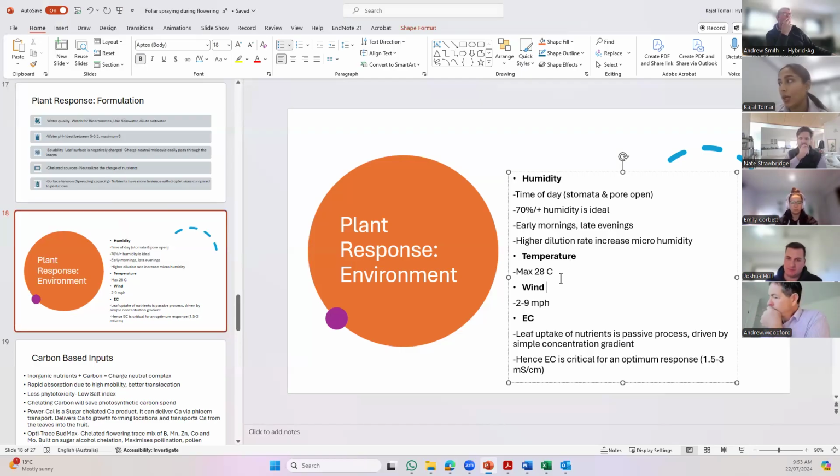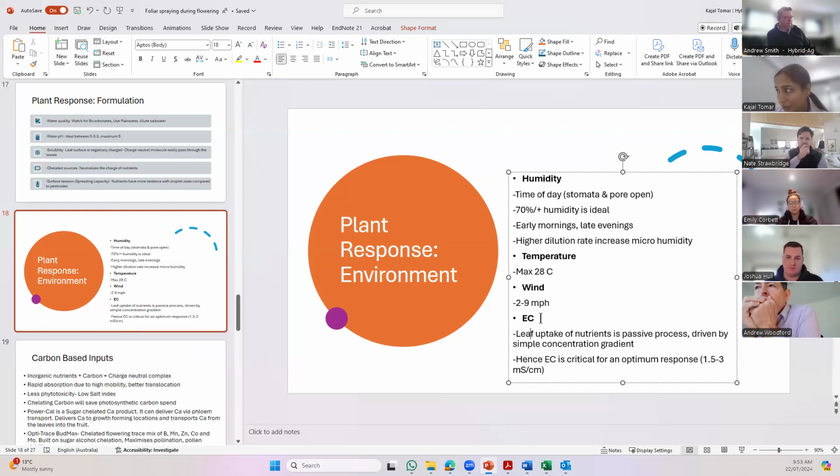Temperature. As we all know, temperature is a very important part of foliar spraying. So just make sure that it doesn't exceed 28 degrees Celsius, but obviously keep it as low as we can. Wind is a factor as well. So 2 to 9 mph is generally recommended.